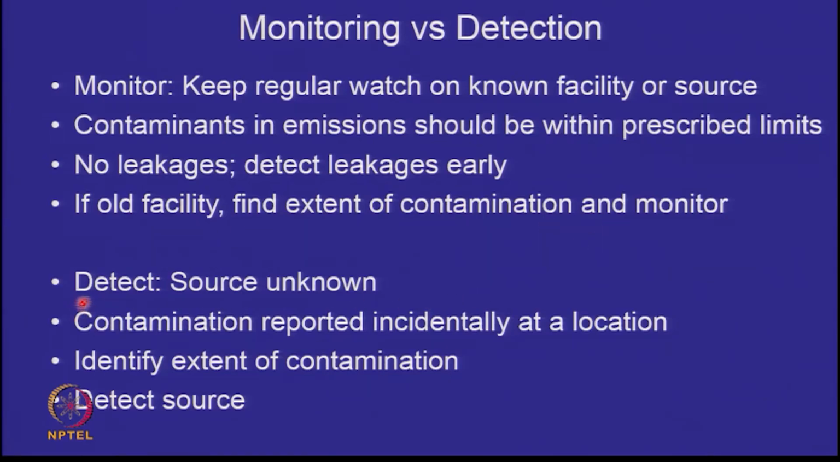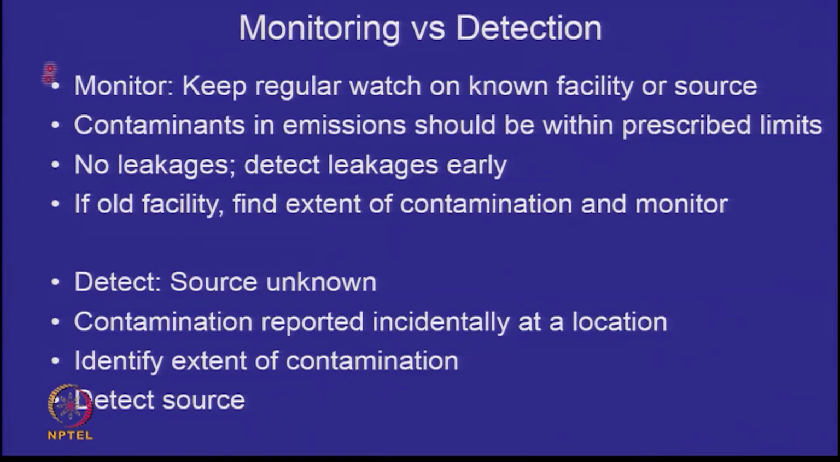So detection is, we normally do not know the source. We do get contamination reported from one location. Then we have to investigate the area around that location and see how far the contamination has spread. We have to identify the boundaries of that contamination and then work backwards to detect the source as to where that contamination is coming from.